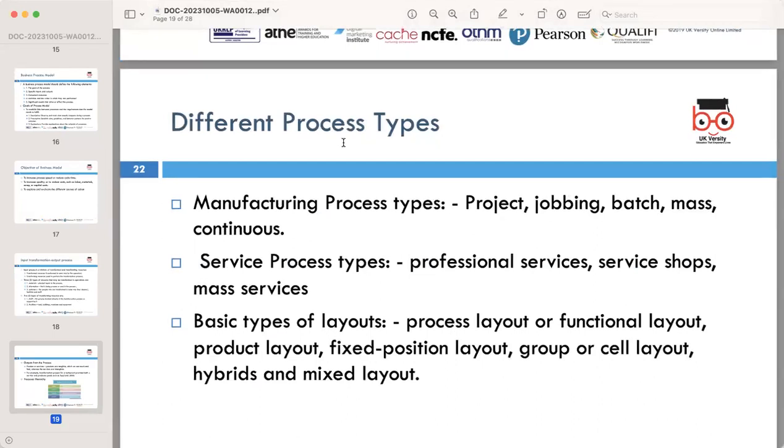Different process types: manufacturing process types, project, jobbing, batch, mass, continuous; service process types, professional services, service shops, mass services; basic types of layouts, process layout or functional layout, product layout, fixed position layout, group or cell layout, hybrid and mixed layout.